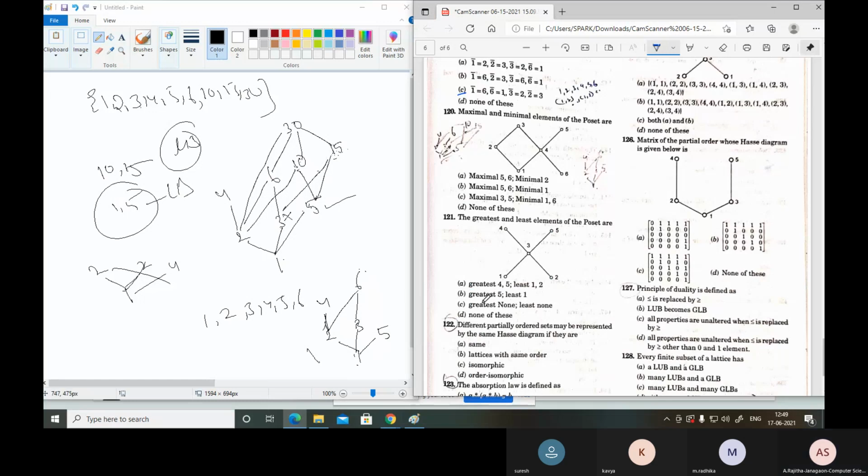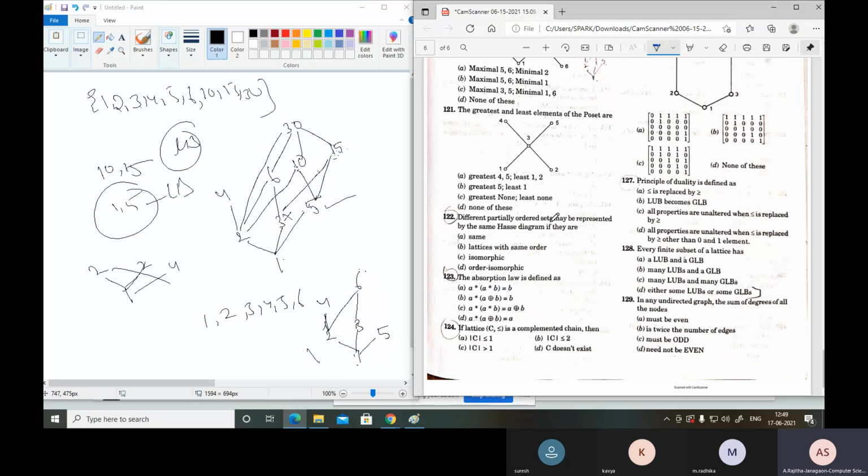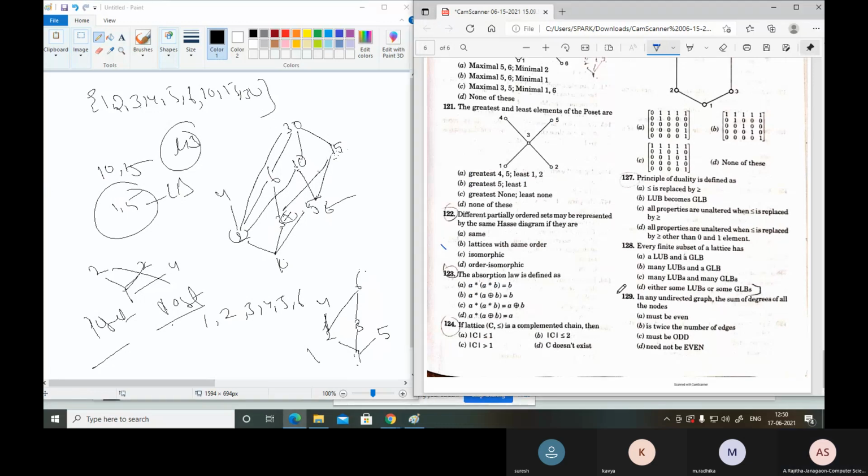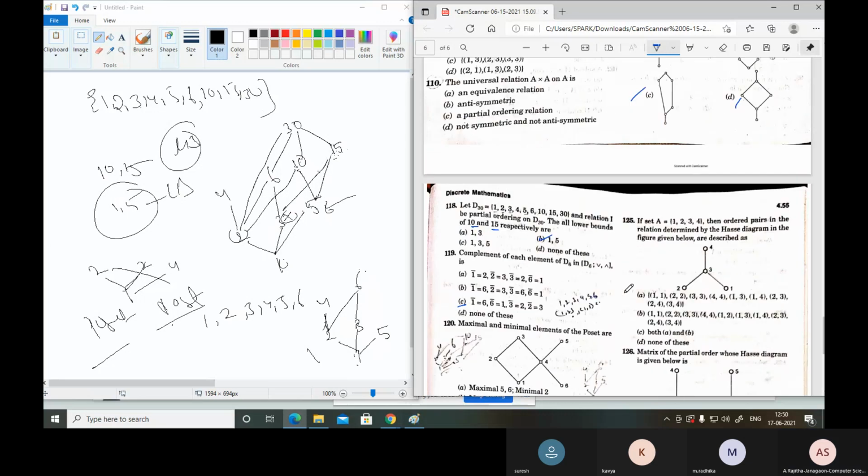See answer. Now, different partial order sets may be represented by the same Hasse diagram if they are isomorphic. That means isomorphic means, in the two diagrams, the vertices should be the same, and the edges are the same, and then it is called isomorphic.